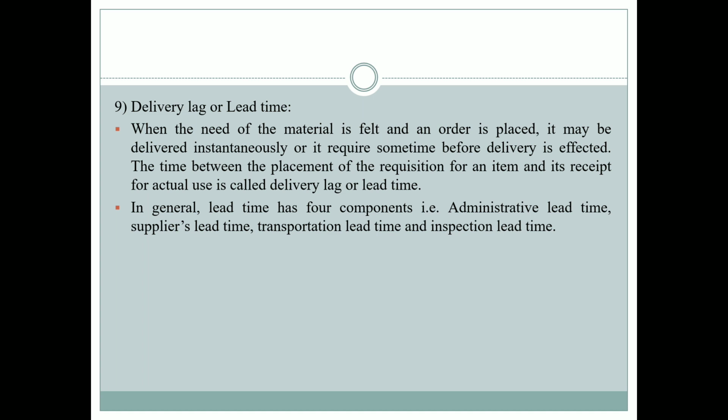In general, lead time has 4 components: administrative lead time, supplier's lead time, transportation lead time, and inspection lead time. Administrative lead time and supplier's lead time are fixed times, whereas the transportation lead time and inspection lead time may vary.